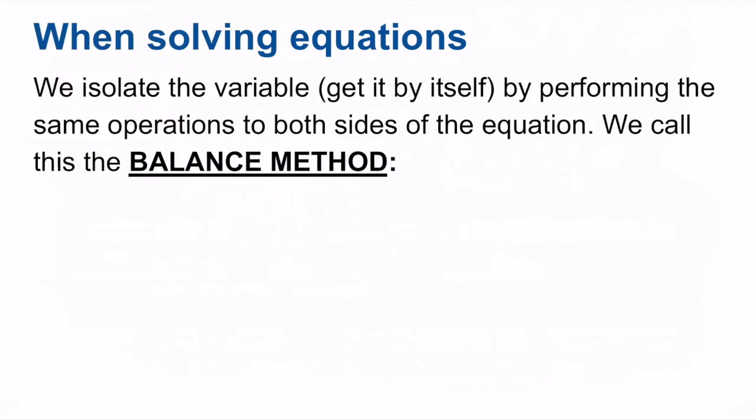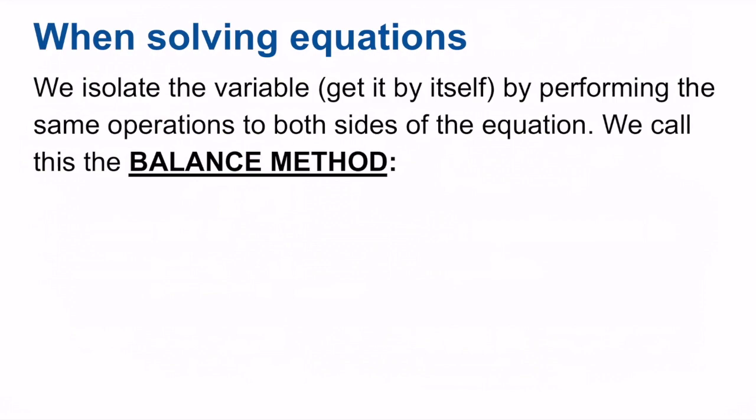So what about when we're solving these equations? The first thing we want to do is isolate the variable, which really just means we want to get that variable by itself. The variable is the letter. We've got to get it by itself. And how we do that is we perform the same operations to both sides of the equation. We call this the balance method.